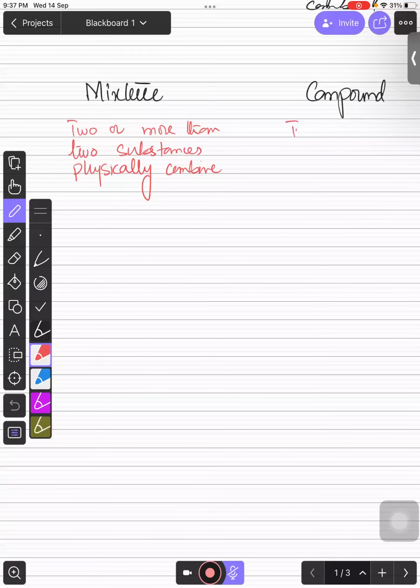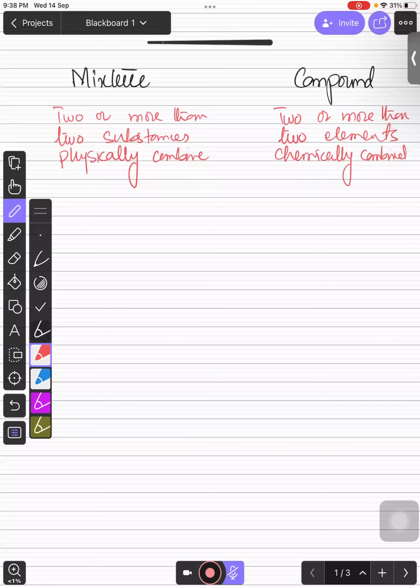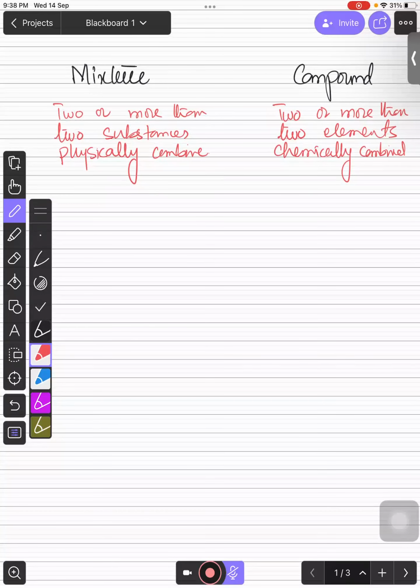And if two or more than two elements chemically combine, so they are going to form compounds, right? There is a chemical combination. There should be a covalent bond or even ionic bond as well, because it is important to understand. So you need to understand that there should be a bond. There should be a chemical connection between the elements, right? Then the compound is going to be formed. This is the definition.